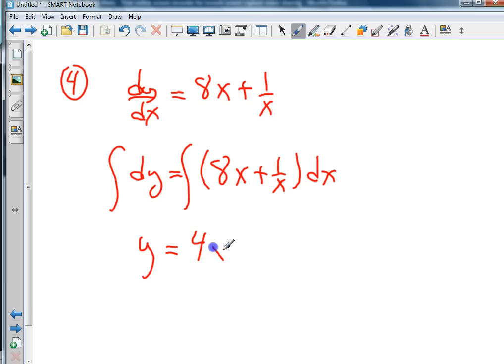4x squared, right? Plus ln of absolute x. That's going to become important later on this week. We'll see why. Plus a constant. You don't like C? Do A. You don't like A? Do gamma. I don't care. But do something.